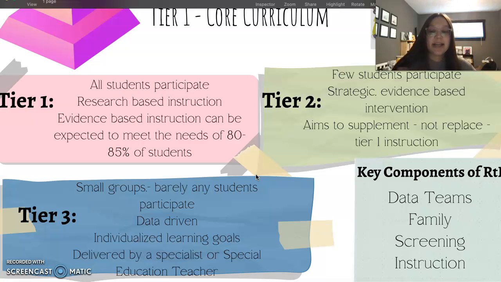And then Tier 3 has even fewer students, and it focuses on each student individually because they are struggling with whatever they are being taught. And this can be delivered by a specialist or a special education teacher. And then some of the key components of RTI are data teams, family, screening, and instruction.